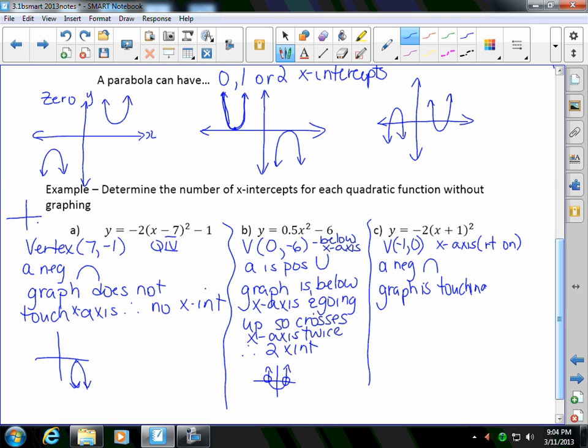So the graph is touching the x-axis at the vertex. So this one would look, what was it? Let's say this is negative 1, 0 right here, so it would be going, whoops, my alignment's a little bit off, but it would be going down just like that.